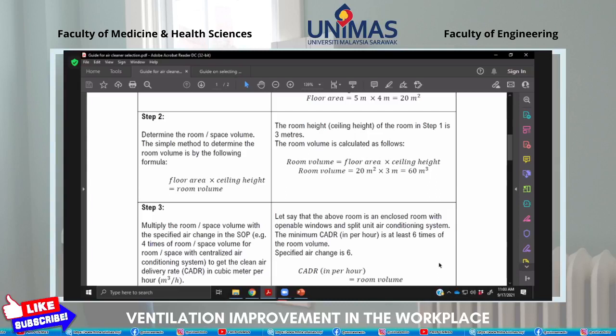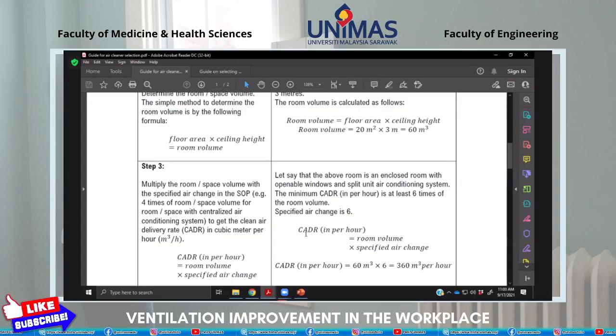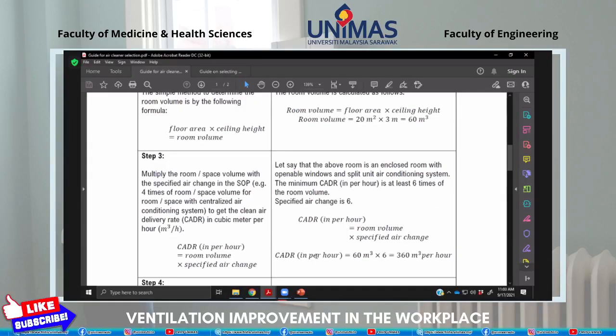CADR per hour in the SOP is recommended at 6 times of the room volume. So what we do in this step is that we multiply the room volume by 6. Okay, this is for the case of 6 times, because of the enclosed room with openable window and split unit aircon. So CADR in volume per hour is 60 cubic meter multiplied by 6. So now we have the CADR as 360 cubic meter per hour for that room just now.